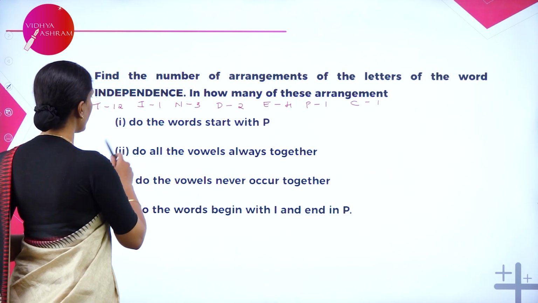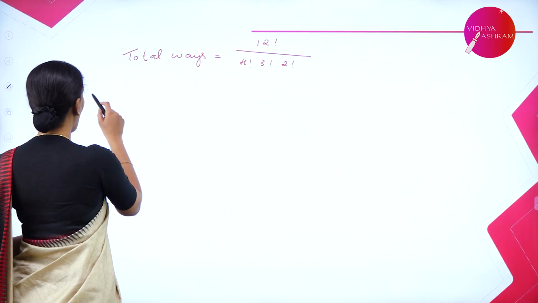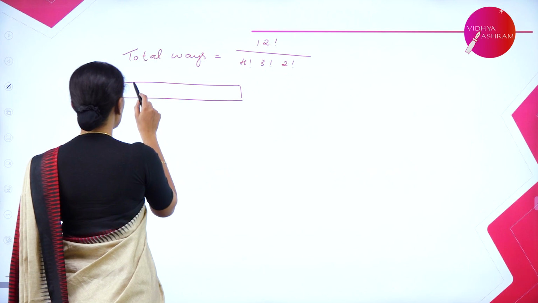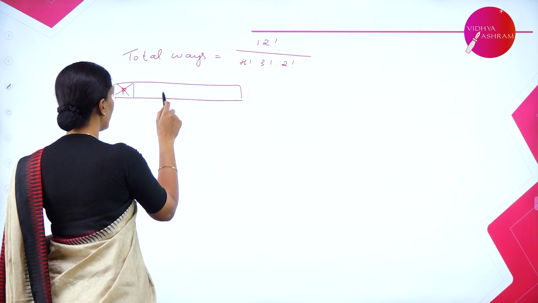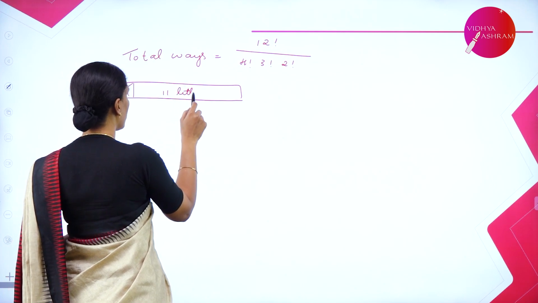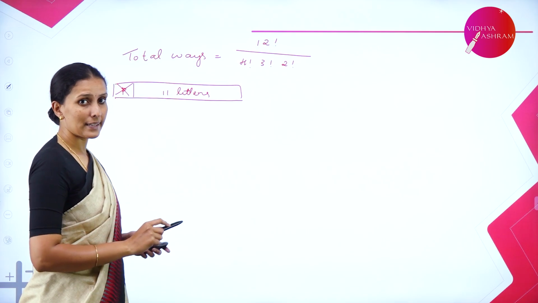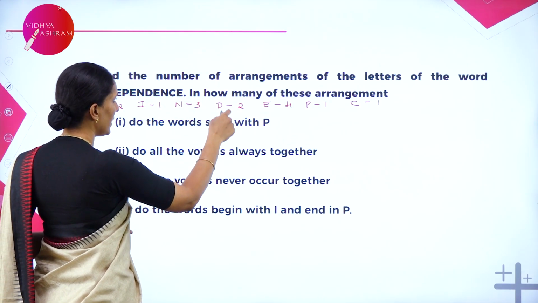The very first question is: do the words start with P? So now I have 12 places here. The first place is fixed for P. Now out of 12, there are 11 letters remaining. So I need to make the arrangement of 11 letters, and among these 11 letters, except P, we have a repetition of N, D and E.